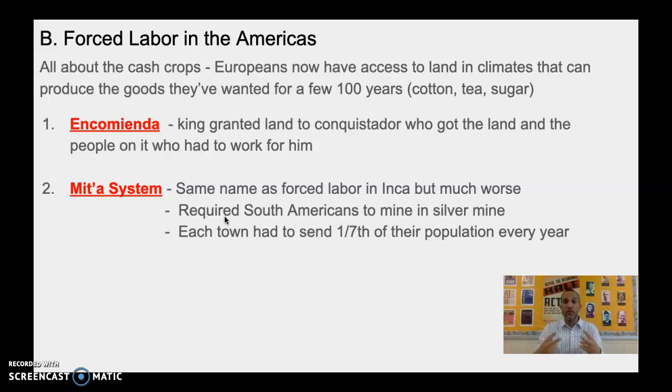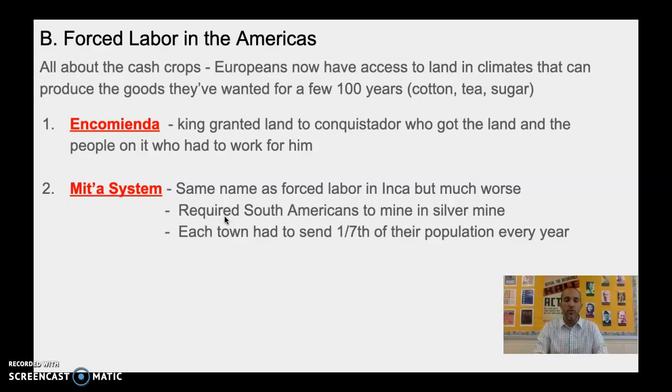Also, we have 2 forced labor systems that are going to be used. Forced labor system 1 is, first of all, this is all about cash crops. We are trying to harvest cash crops, things that Europeans have wanted: cotton, sugar. Eventually, they're going to find out about tobacco, tea. Now we have a climate that is suitable to grow these things, when in Europe, we couldn't grow these things. So it's going to be all about the cash crops.